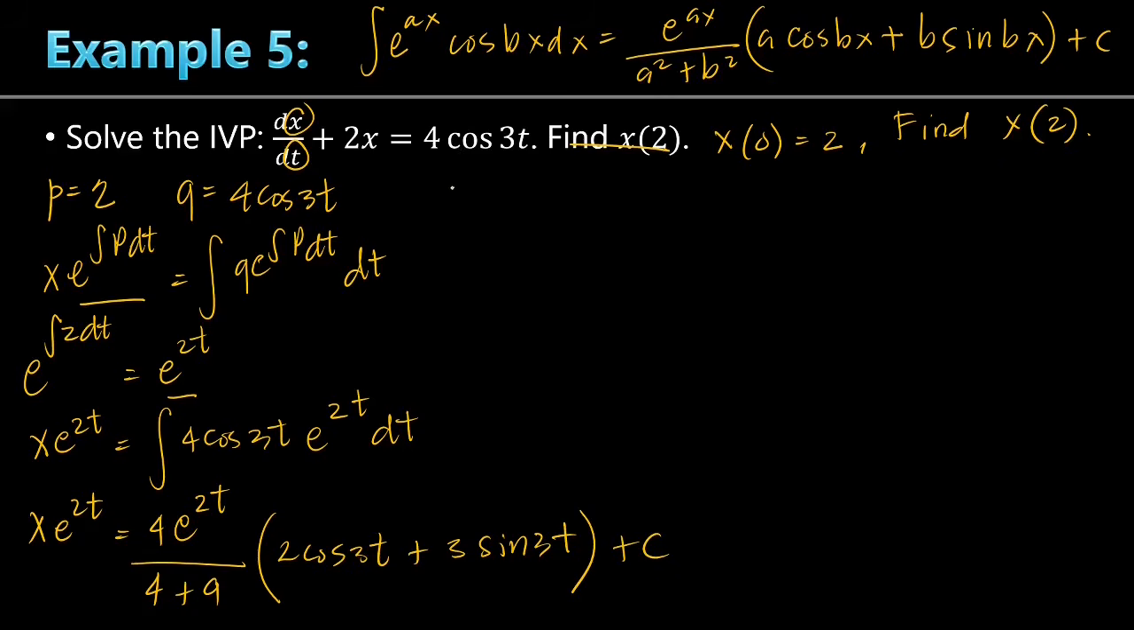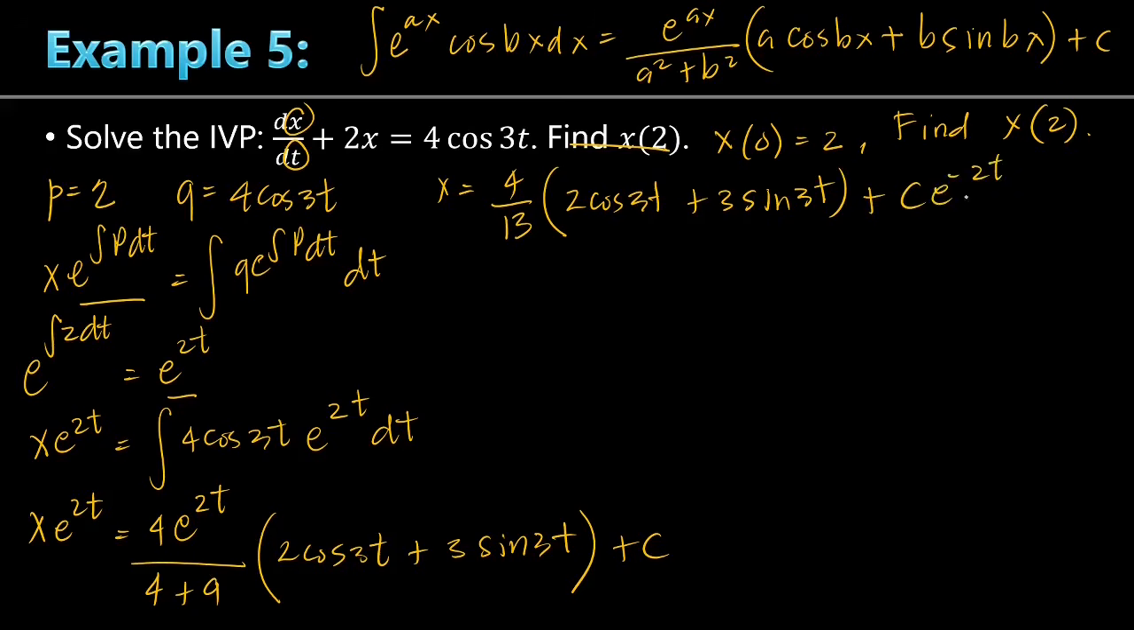So we can solve for x, and that x can be obtained by dividing both sides of the equation by the exponential e to the 2t. So here there will remain 4 over 13 times 2 cosine 3t plus 3 sine 3t, plus c divided by e to the 2t, or e to the negative 2t. Instead of putting a denominator, I put it in the numerator with a negative exponent. So this is the general solution.